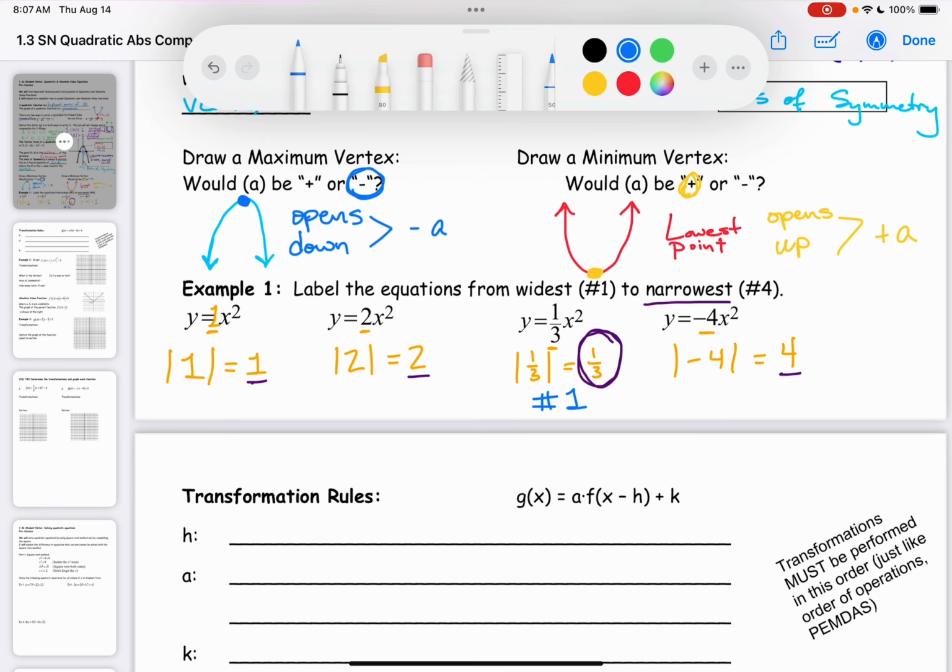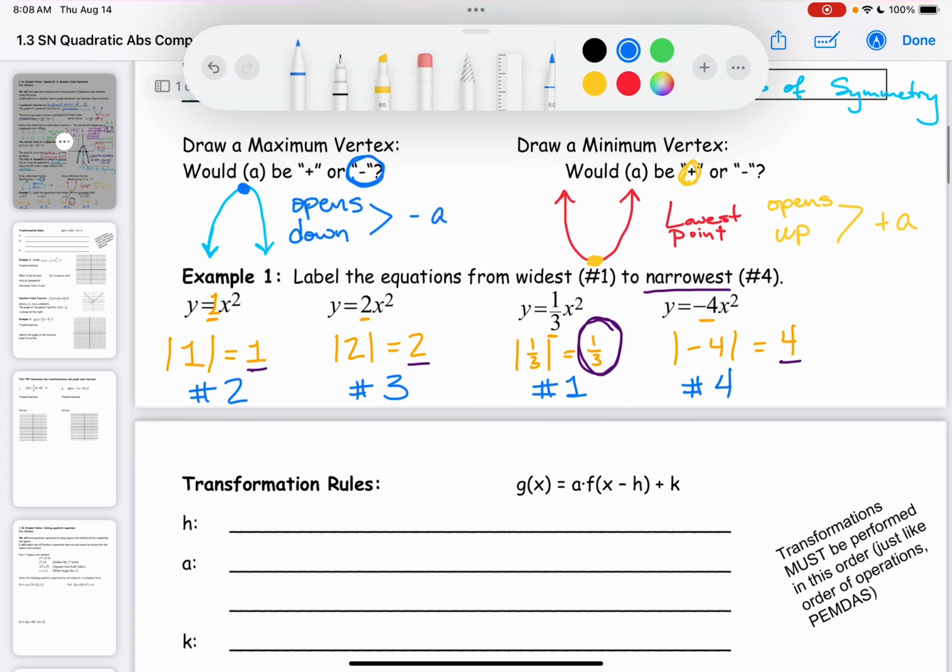And then let's go to the opposite end. What's the highest number? Number 4. That's the one that's being stretched vertically the most. So it's going to be our tallest, skinniest, narrowest. And then we just put the other ones in order. This one's 1-to-1, so it's not actually being stretched or compressed. And this one is being stretched. So there's our order right there, from widest, number 1, to narrowest, number 4.